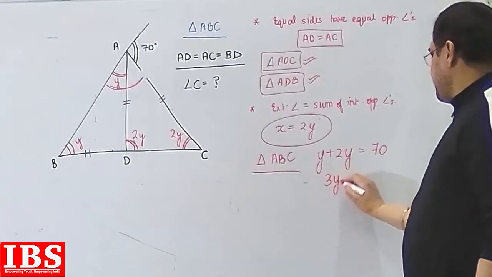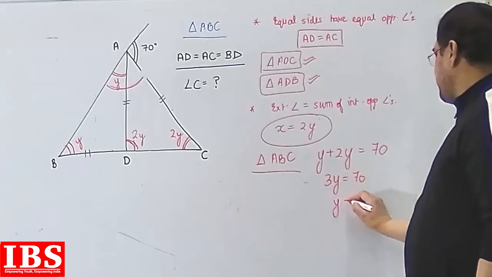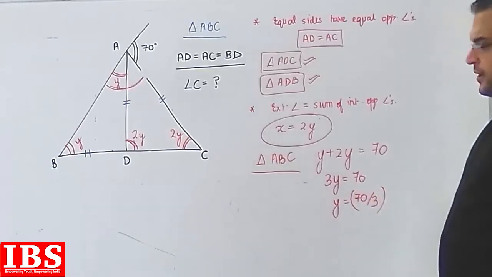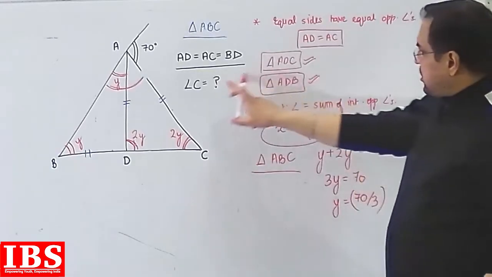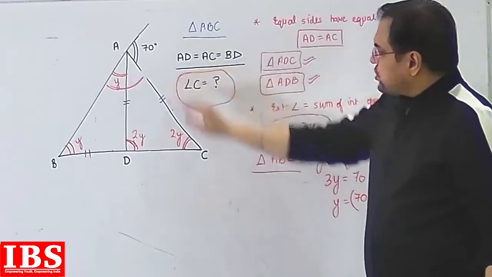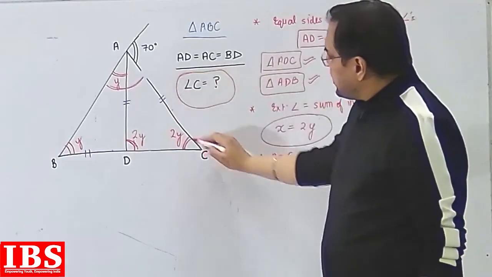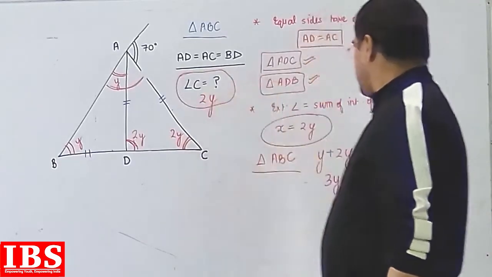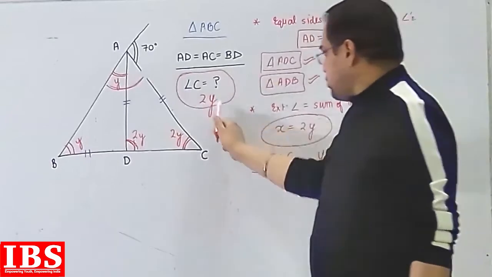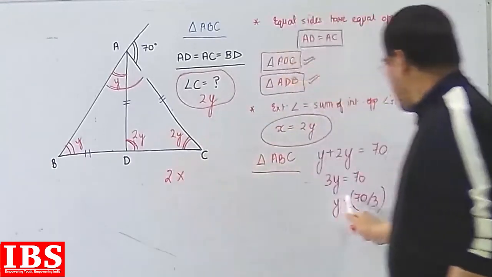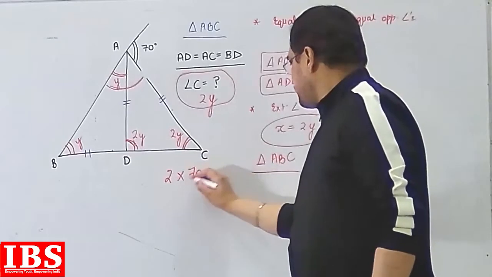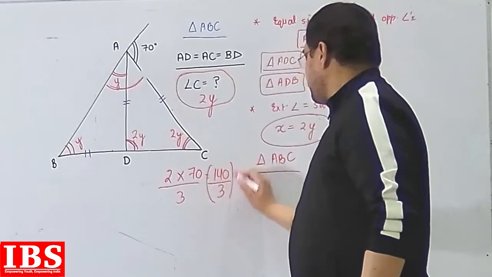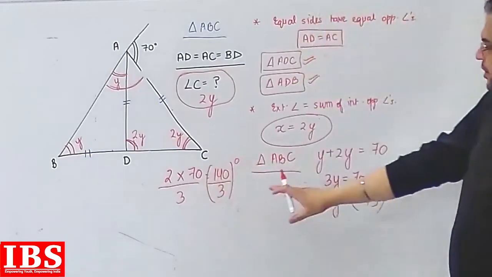So 3y is equal to 70. So y will be equal to 70 divided by 3. This is y. But the question asks for this angle C, which is 2y, so we need to calculate 2y. We have got y, but we need 2y. So 2y means 2 times y, that is 70 upon 3, which will be equal to 140 upon 3 degrees. So this is the final answer that we get.